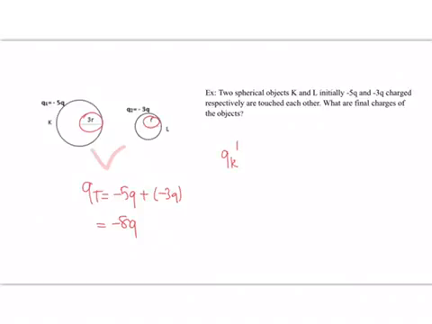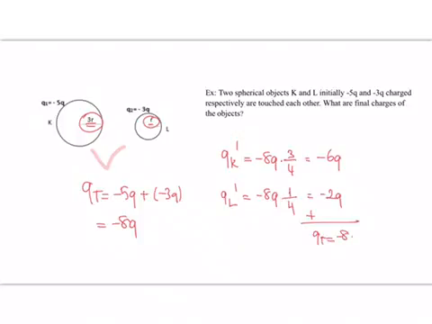So the new charge of K will be the total charge times 3 over 4, which is equal to minus 6q. The rest of the charge: L has a radius of r, so it will take 1/4 of the total charge, which is equal to minus 2q. Now you see again that the total charge is equal to minus 8q. That means that the charge is conserved.